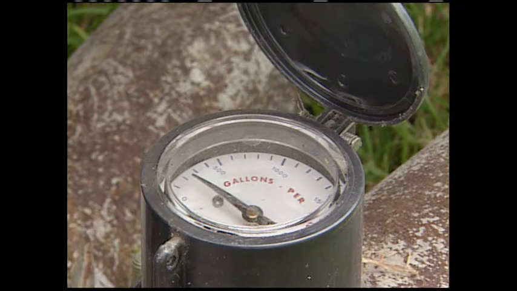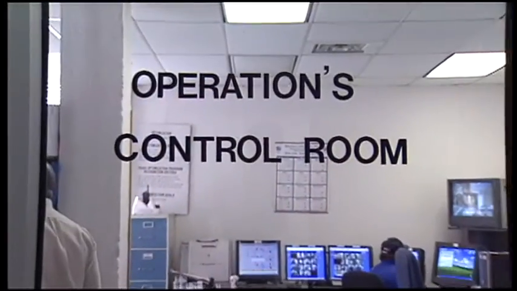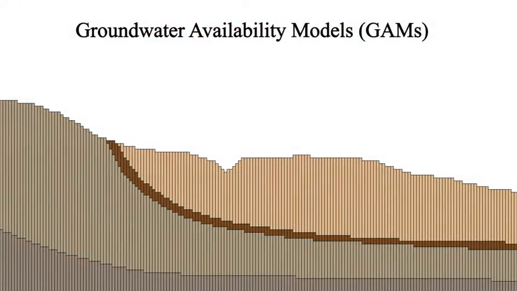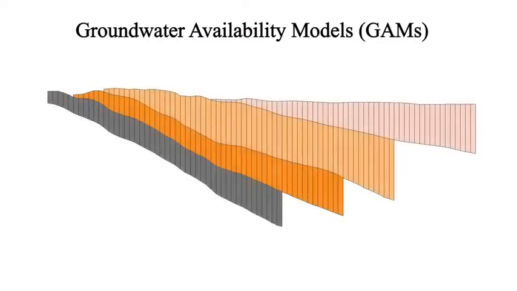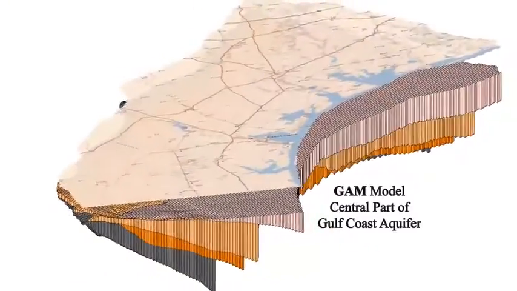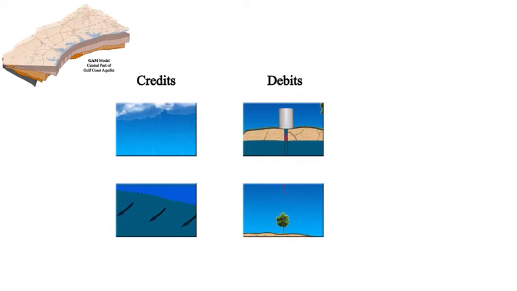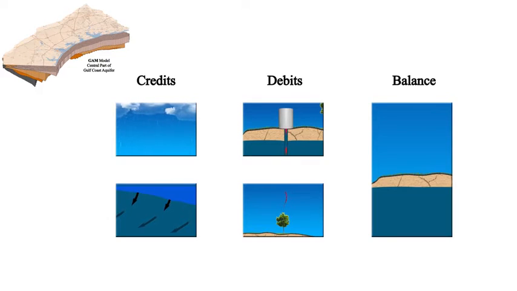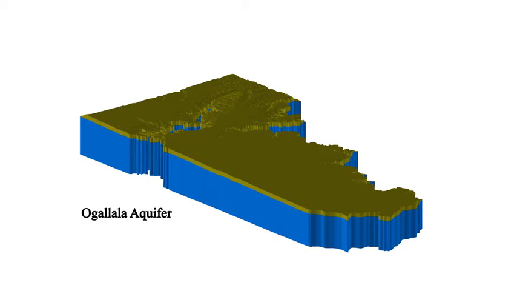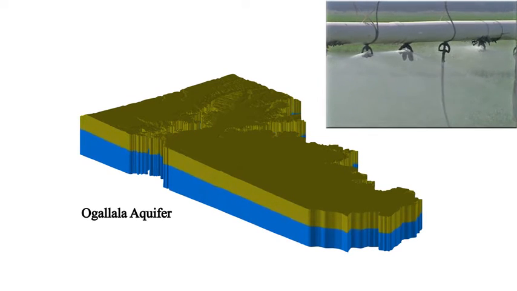To tackle the challenges of water level declines, the state of Texas incorporates the best available scientific methods in groundwater management and planning. A critical component in the state's planning process is the Texas Water Development Board's Groundwater Availability Models program. Groundwater availability models are computer programs that simulate groundwater flow. They account for the amount of water entering as a credit or deposit, the amount of water leaving as a debit or withdrawal, and the amount of water remaining in an aquifer as the balance. These models can be used to predict the impact of large pumping activities on an aquifer.